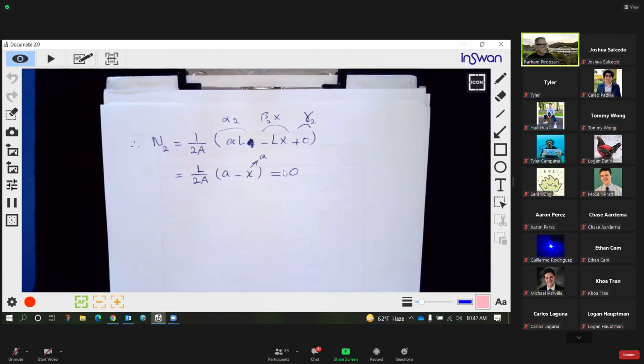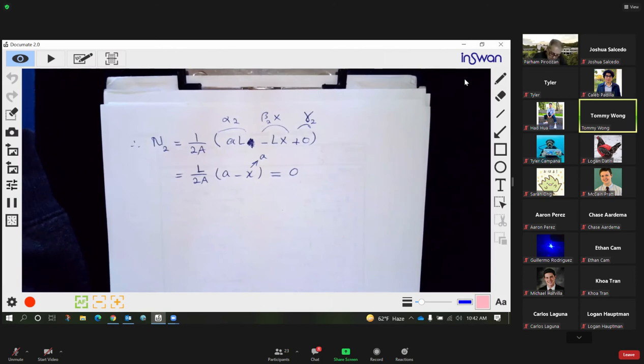Anyone got this one or not? Anyone got N2 is 0? I saw that one note in the chat. You got it? How do you know which term in alpha and beta are subtracted? How do we know which alpha and beta are subtracted?